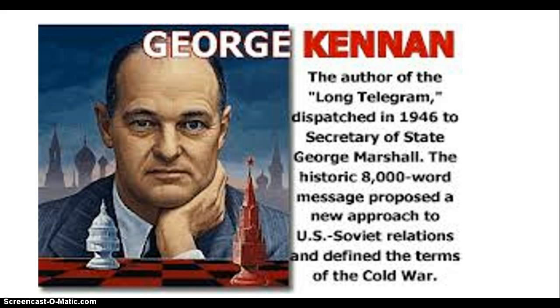It's an 8,000-word message. And it was written by a man called George Kennan, who had been a diplomat working in Russia since 1933. He was certainly not a fan of the Stalin government, however. And his very long telegram, which came back in February 1946, really started to set out a new direction for the US in terms of its policy towards the Soviet Union.